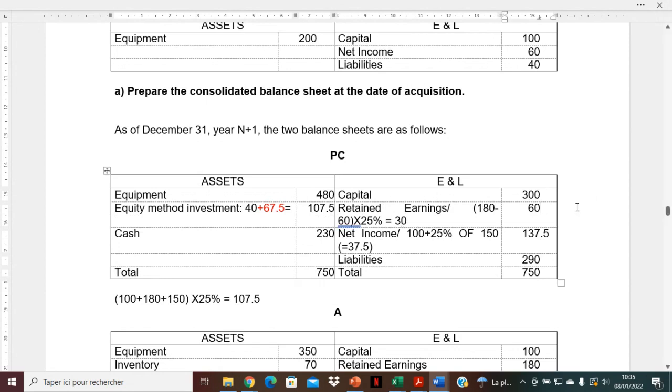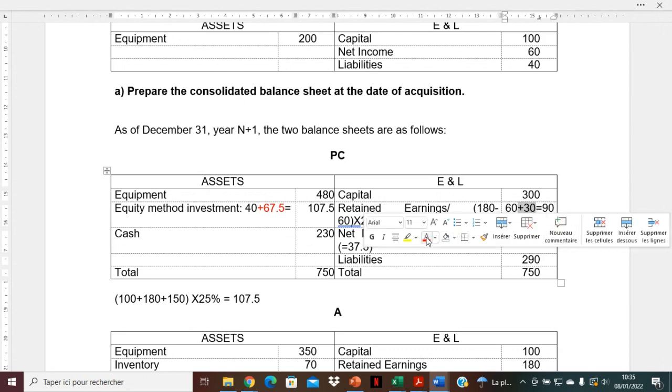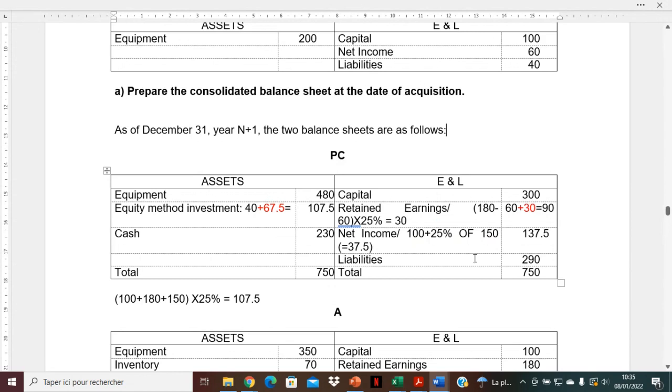That means here I will increase my retained earnings by 30, so that my final retained earnings are 90. Okay, and this would be my second accounting entry. All right, so plus 67.5 on the asset side, plus 30 in retained earnings, plus 37.5 in profit. And that's how we do the equity method. And in case of a loss, etc., obviously I would act accordingly.